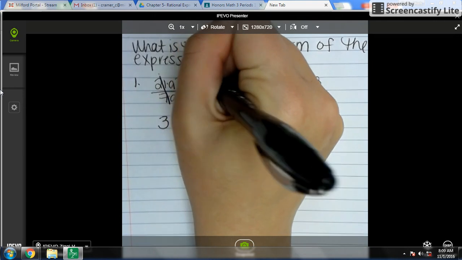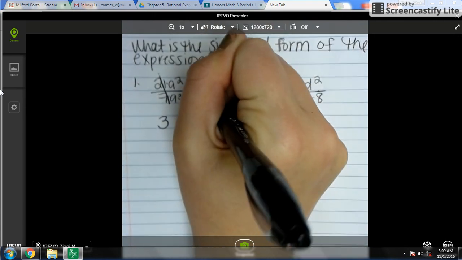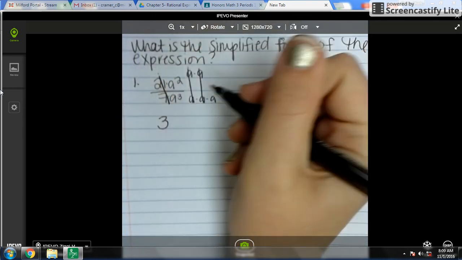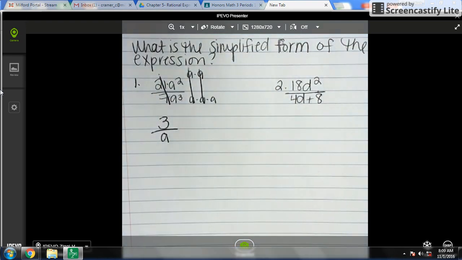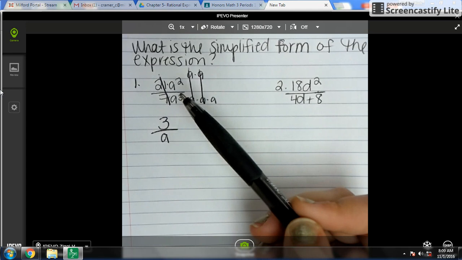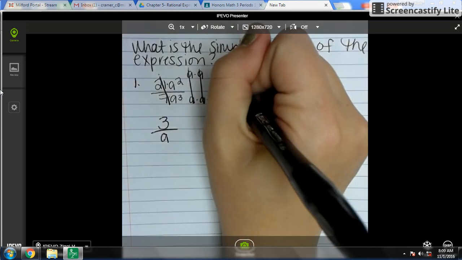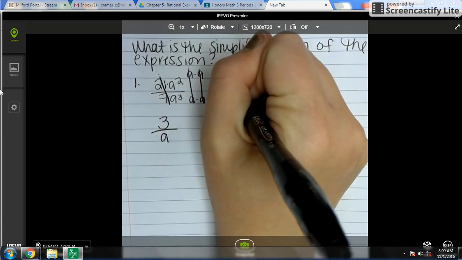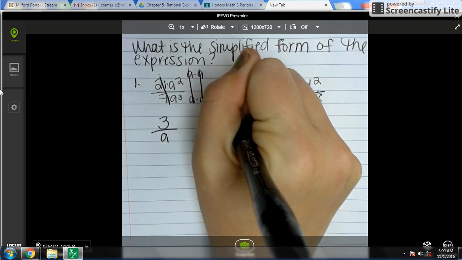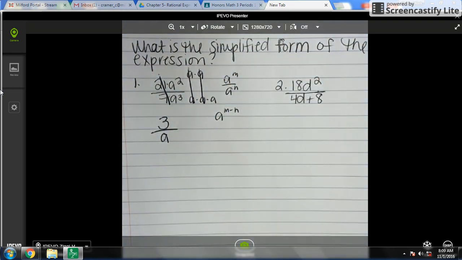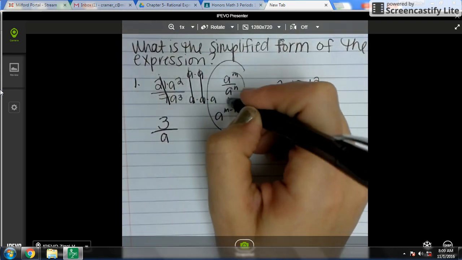A squared would be a times a, cubed would be a times a times a. So we can cancel out 2 of those, and we have a left on the bottom. And if you remember, the shortcut to this is subtraction. When you have a to the m over a to the n, the exponent rule is a to the m minus n. So that's your shortcut exponent rule right there.